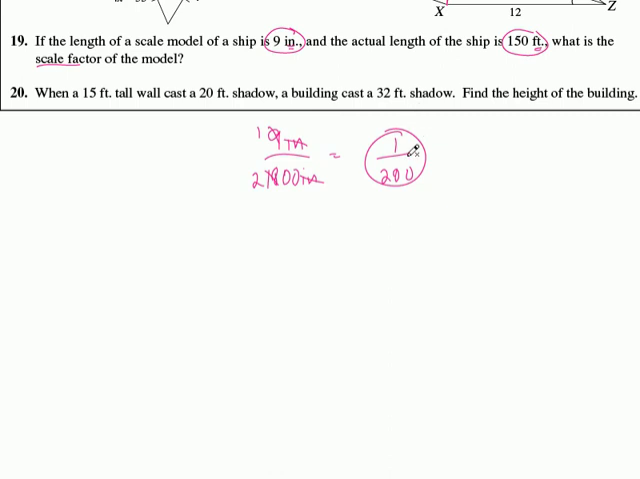All right? So for every 1 inch you go on the model, you're going to go 200 inches on the actual real length ship. Okay? All right, what about this one?